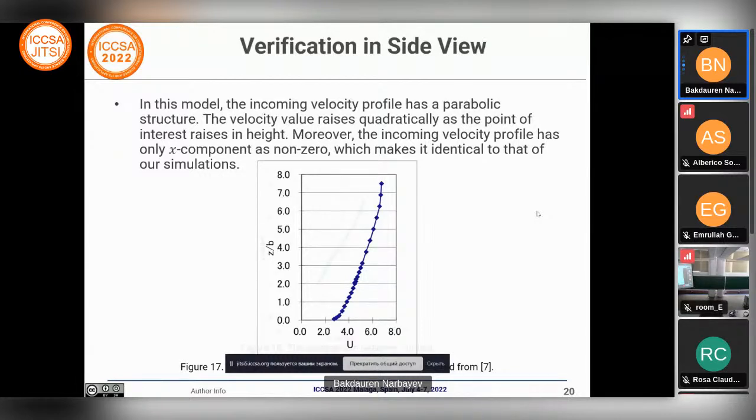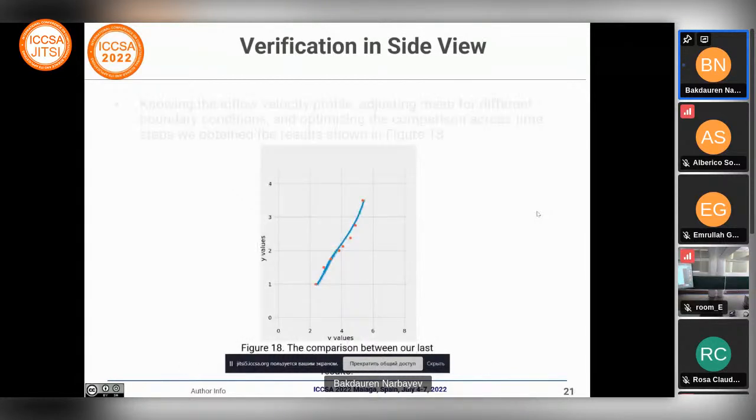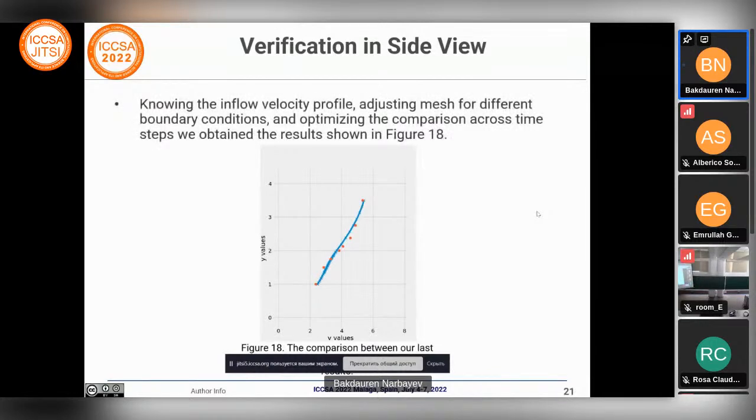So knowing the inflow velocity profile, adjusting mesh for different boundary conditions, and optimizing the comparison across time steps, we obtained the following results. Orange dots are experimental values, and the blue line is the results of our model. So they're indeed in good agreement.